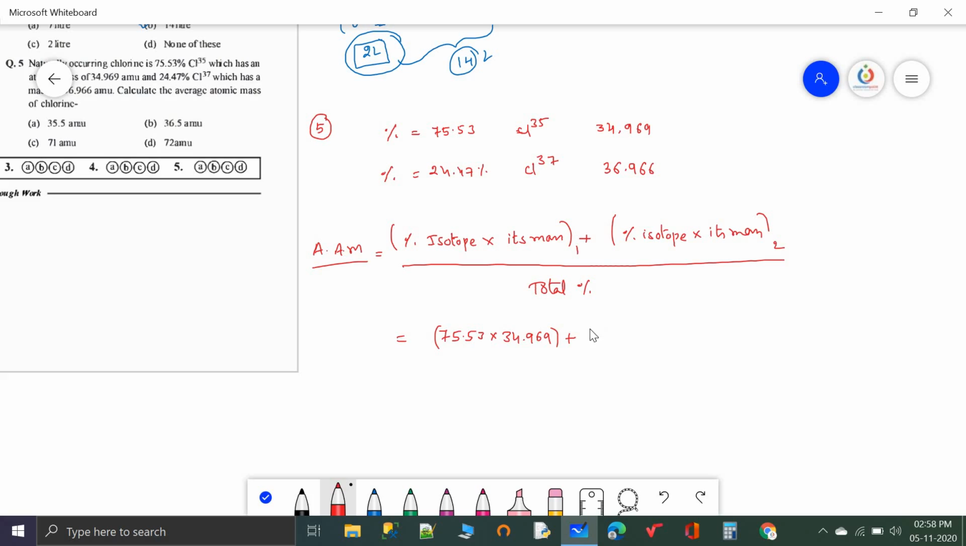Plus second isotope is 24.47%, and its mass is 36.966, whole divided by total percentage, which is equal to 100. So if we solve this, we get the answer of approximately 35.5 atomic mass units. So option A is correct.